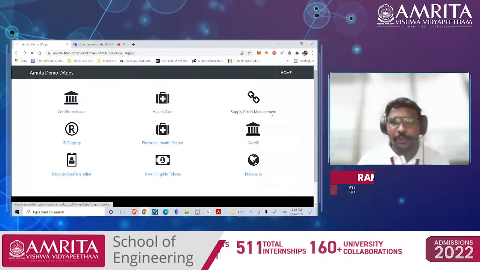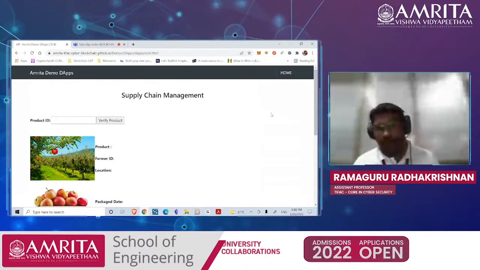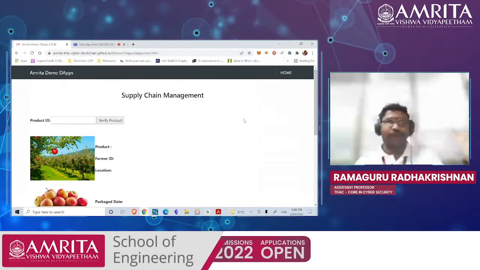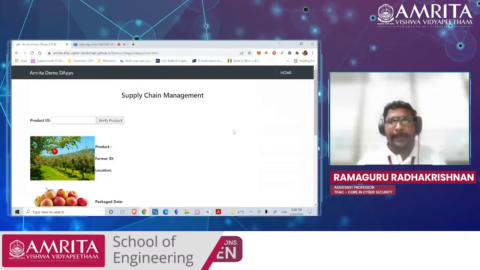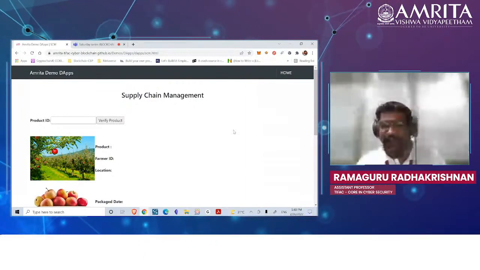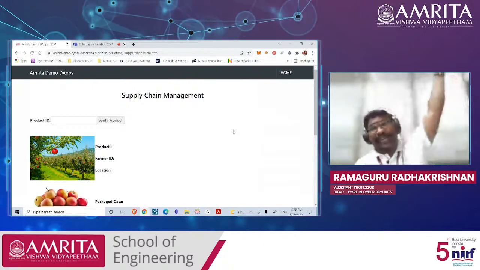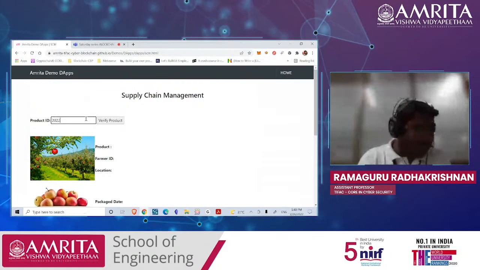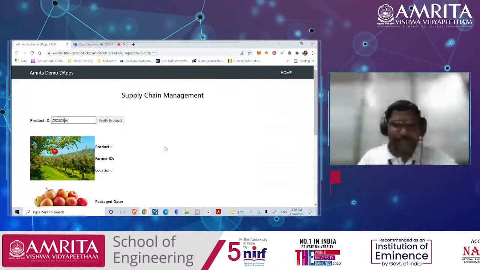And quickly to show one other example, where we discussed that there are a lot of people involved, I've created a sample supply chain management. Assume that you go to some departmental store in Coimbatore. Now you can buy a product and just check the expiry date, that's all. But if blockchain comes into supply chain, you can track the entire history. For example, I'm going to enter a dummy product that I have added, which is nothing but an apple.